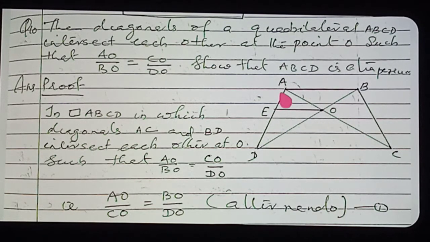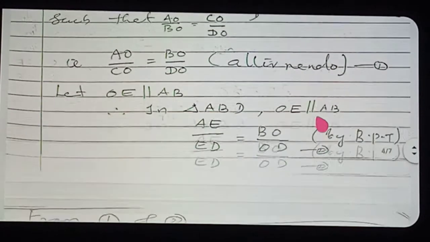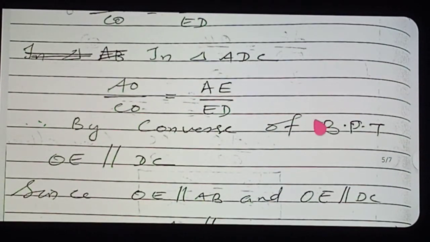Listen here once more. What did you get here? AE by ED is equal to AO by OC. The meaning is that this line segment EO divides AD and AC in the same ratio. They are dividing in the same ratio. The meaning is that by converse of basic proportionality theorem, what can you say? Surely this line EO is parallel to DC. That only I have written here down. See here, AO by CO is equal to AE by ED. Therefore, by converse of basic proportionality theorem, what can you say? OE is parallel to DC.